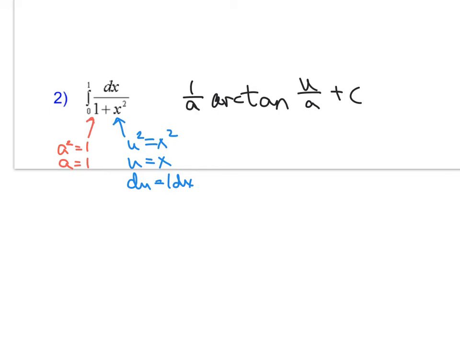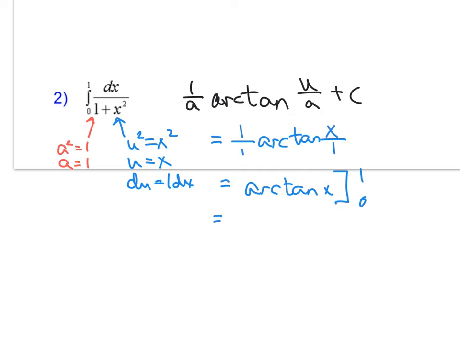So filling everything into my formula, in this case I'm going to have 1 over a, so 1 over 1, times the arc tangent of u, which is x, over 1. I'm not going to put the plus c because it's a definite integral. So this is just the arc tangent of x evaluated at 1 and at 0. Now just remembering how we evaluate inverse trig functions, we're going to say the arc tangent of 1 minus the arc tangent of 0.